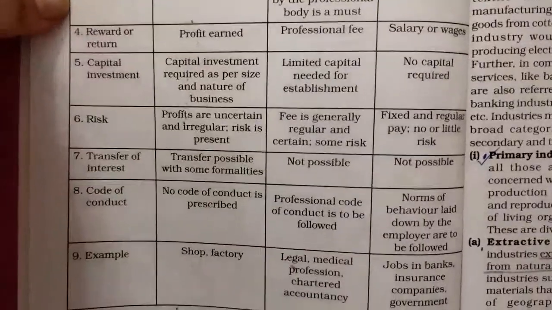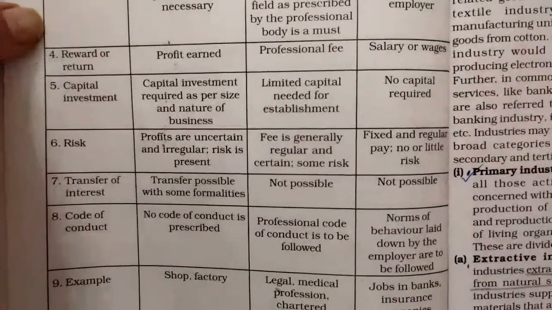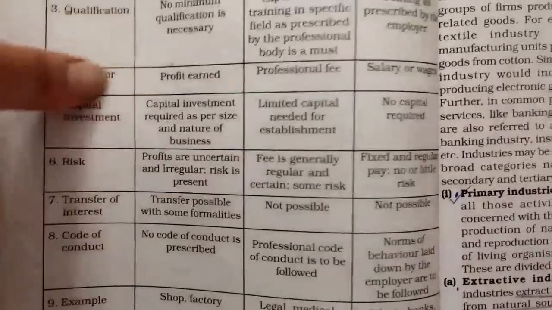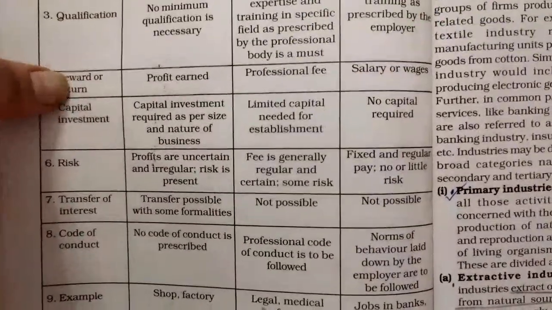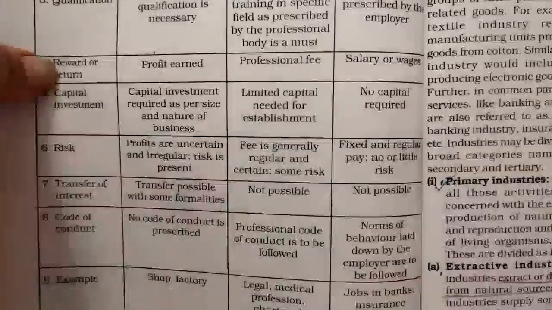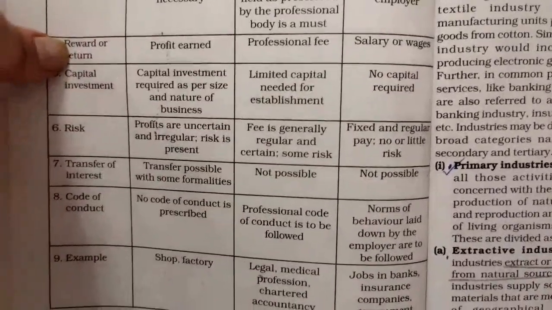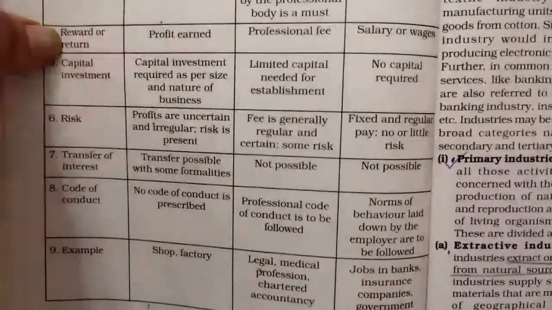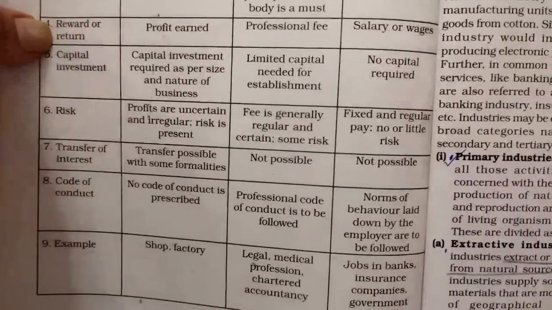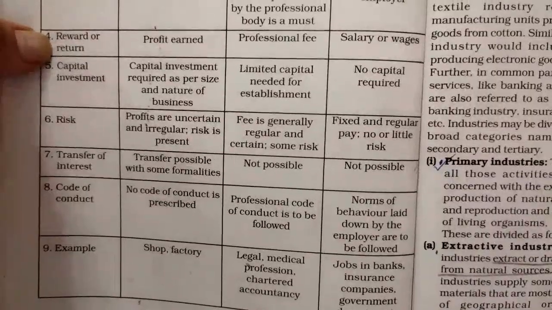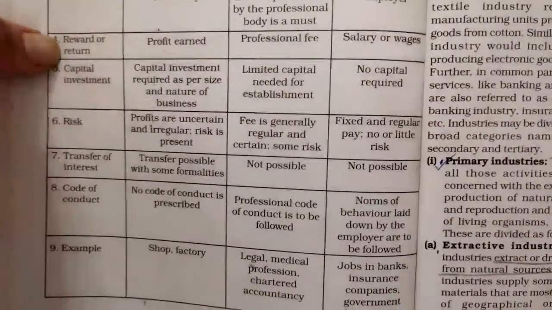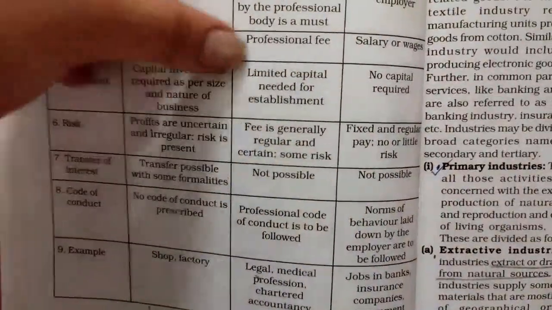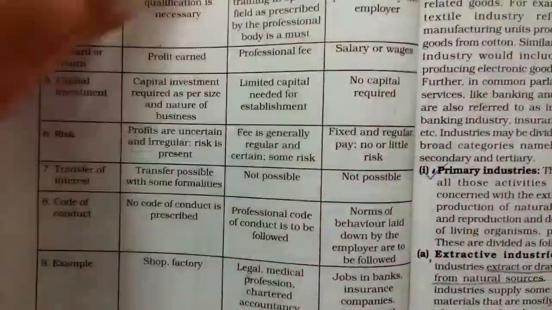Now talking about risk. In business, risks are uncertain and irregular, risk is present. In profession, it is not possible to say, because we have membership of a professional body. In employment, there is fixed and regular pay, with no or little risk. It means risk may or may not be there.